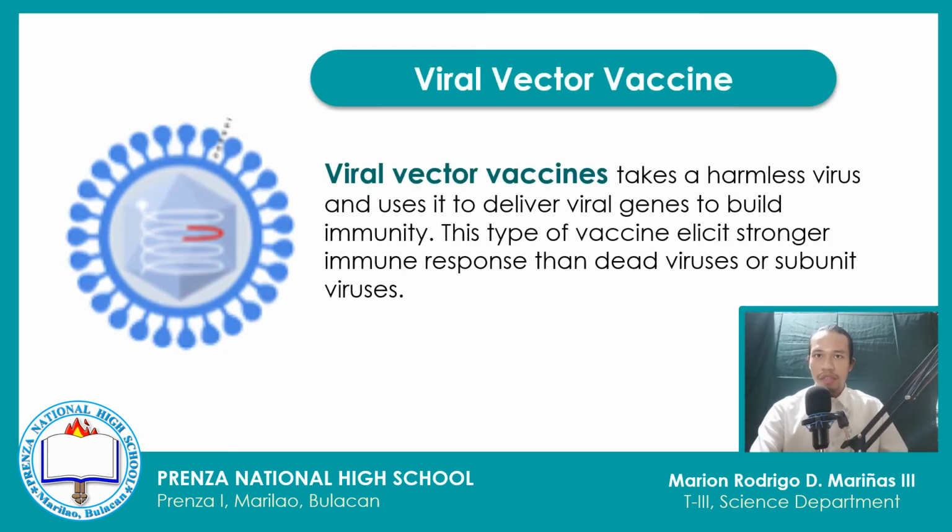Viral vector vaccines take a harmless virus and use it to deliver viral genes to build immunity. This type of vaccine elicits a stronger immune response than dead viruses or subunit vaccines. In this type of vaccine, it is important to pick a viral vector that is truly safe to avoid an immune response against the chosen viral vector that will make the vaccine less effective.